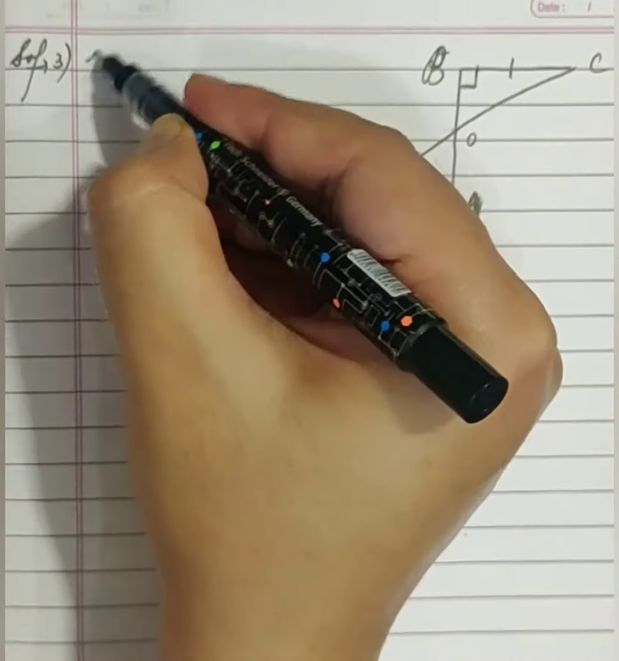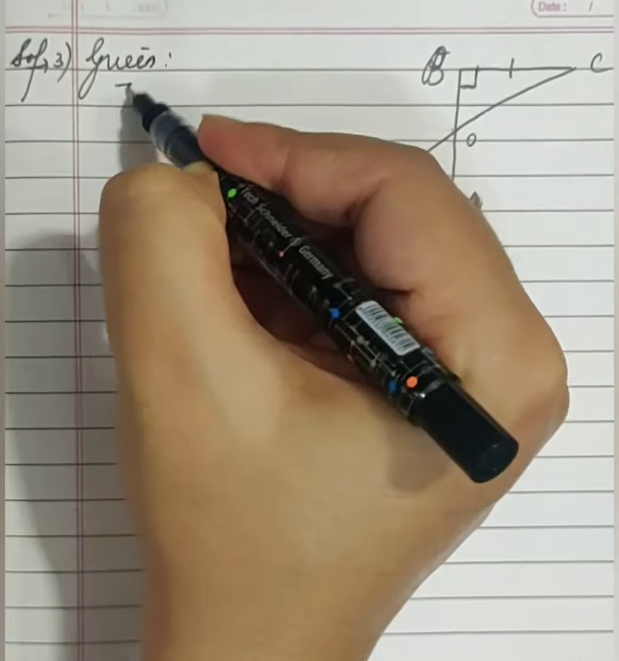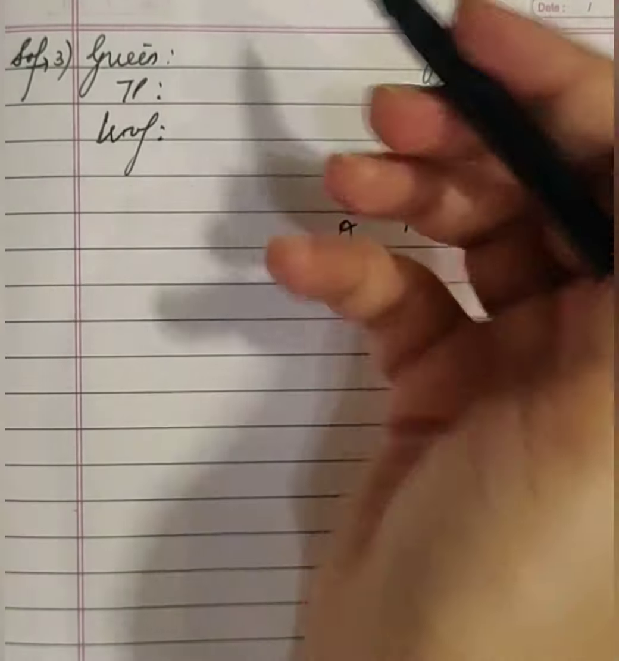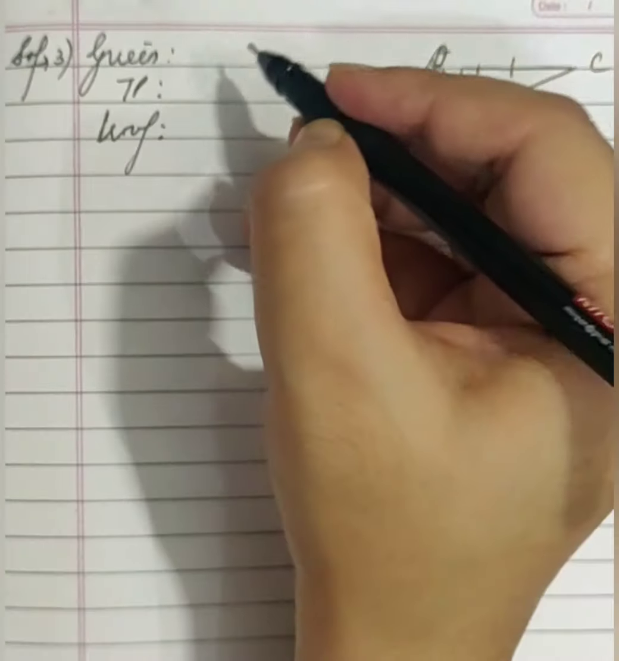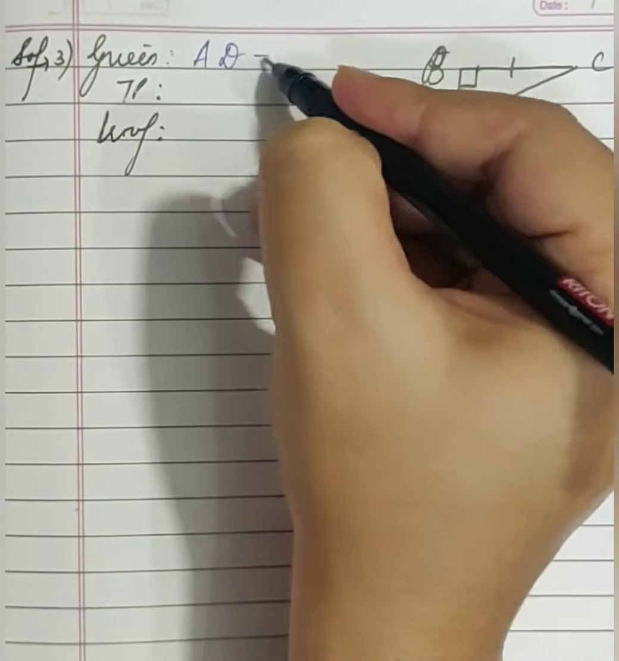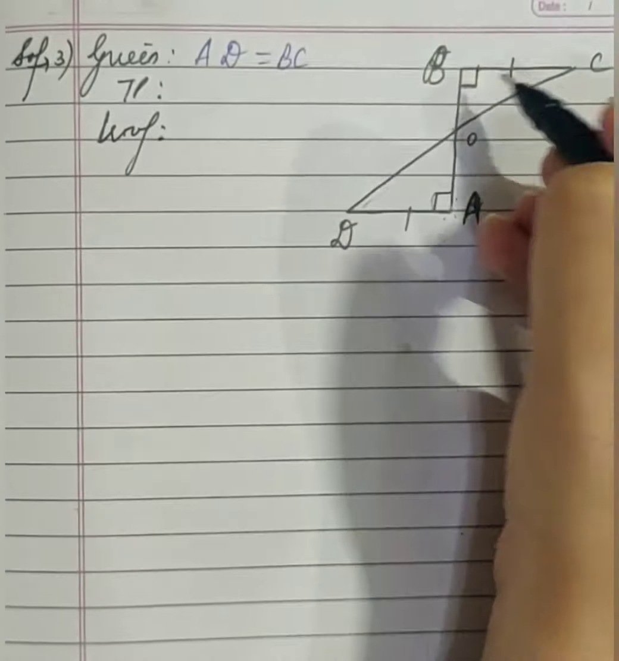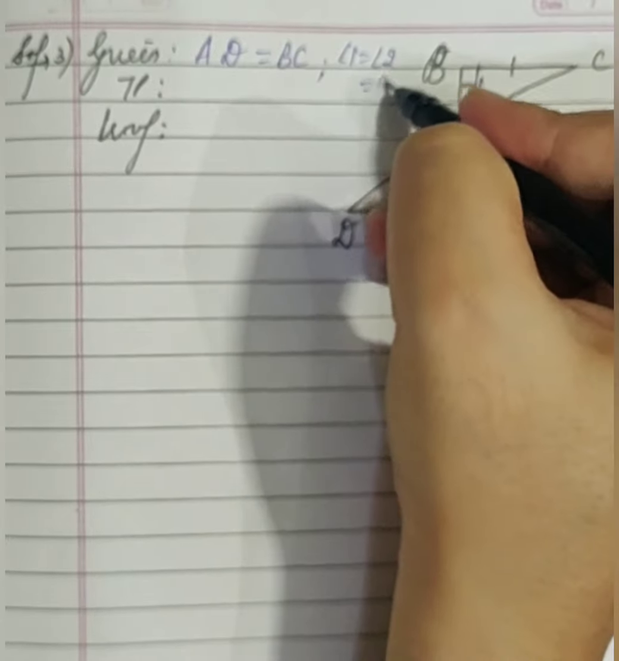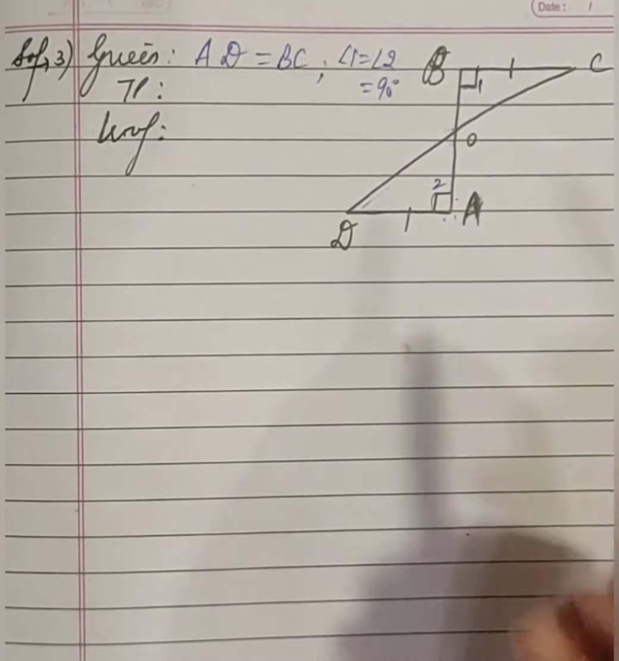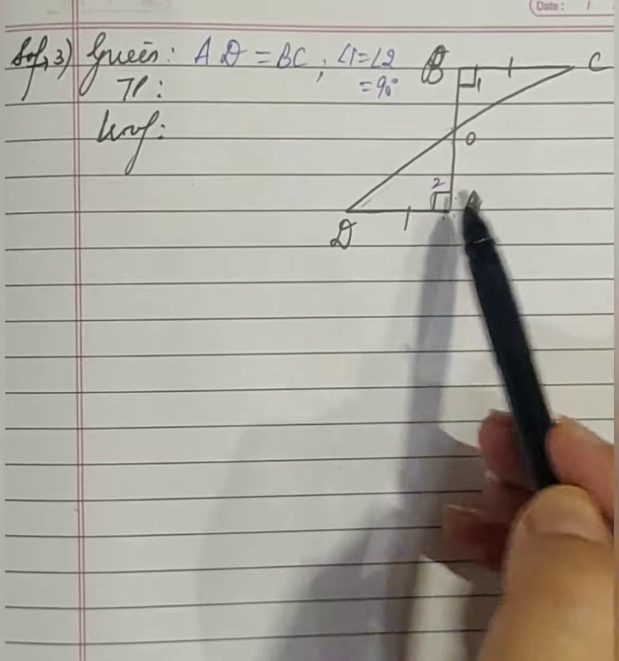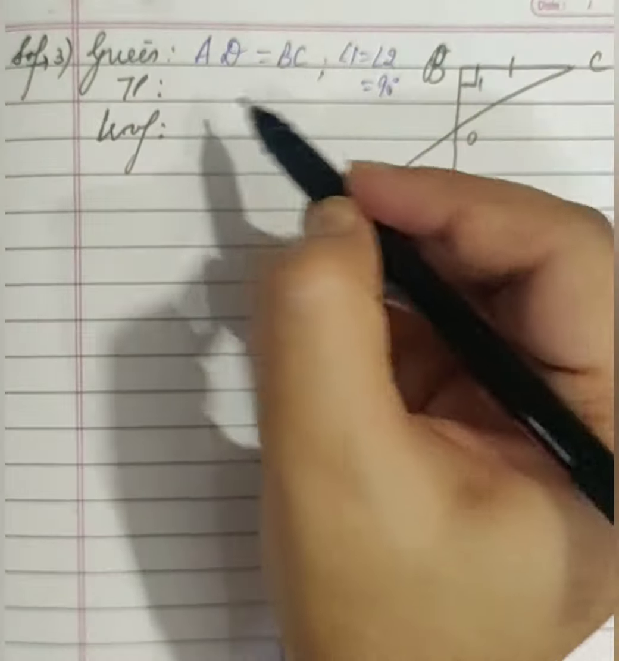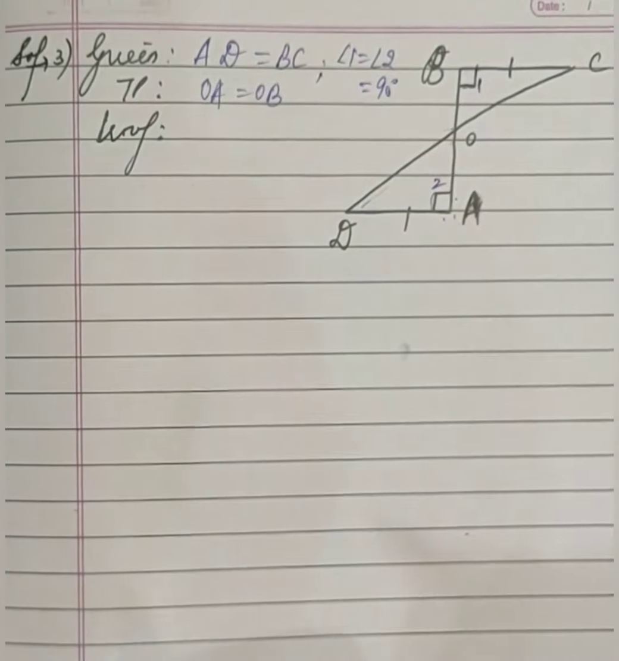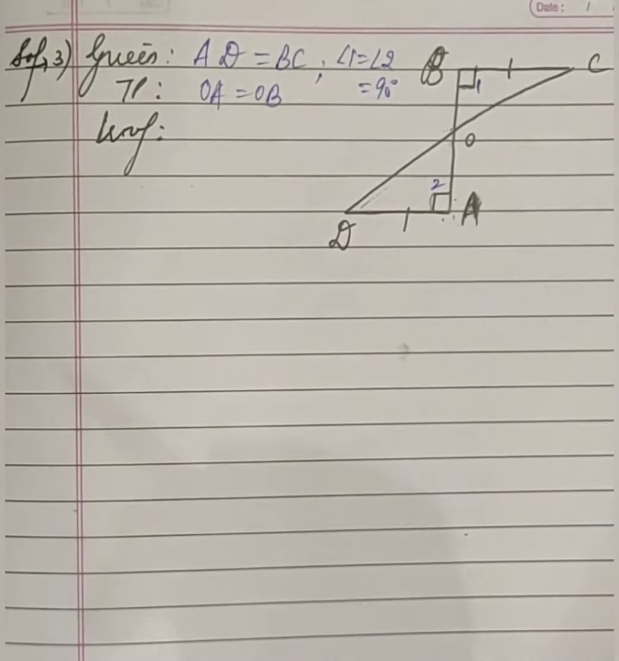So let's write given, to prove and proof. So what is given here? AD is equal to BC. Also I have named the angles. Angle 1 is equal to angle 2 is equal to 90 degrees, or you can say this is perpendicular to AB. You can write this way also. What is supposed to be proved? OA is equal to OB, or AB is being bisected.